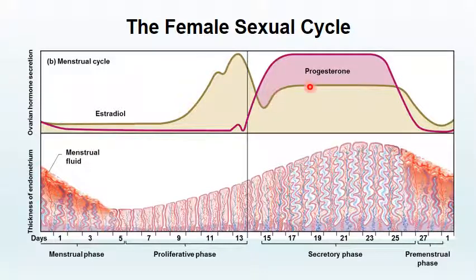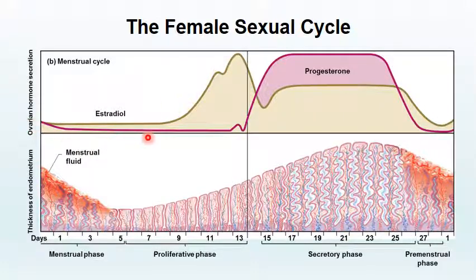However, we do see that estrogen stays pretty high throughout the secretory phase and the premenstrual phase. As we hit that premenstrual phase, that's when it's going to drop back down and be low as we go through the menstrual phase, and then pick back up as we get close to ovulation again.